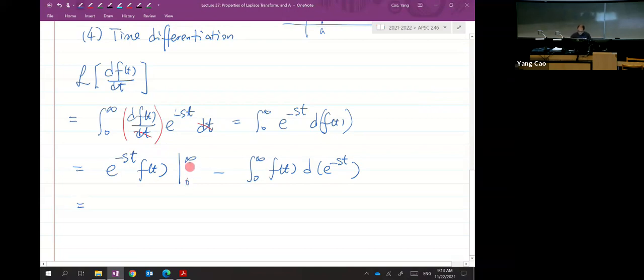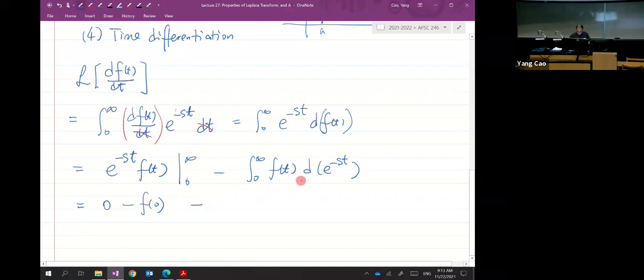Then you can plug in the limits into the first term. When you plug infinity into t, I remember we always consider there's a region of convergence. So that term, when you plug infinity in here, will be 0. So basically 0 minus the second term. When you plug 0 into t, e to the zero is 1, so this is f of 0. Left with f of 0. That's what you have for the first term.